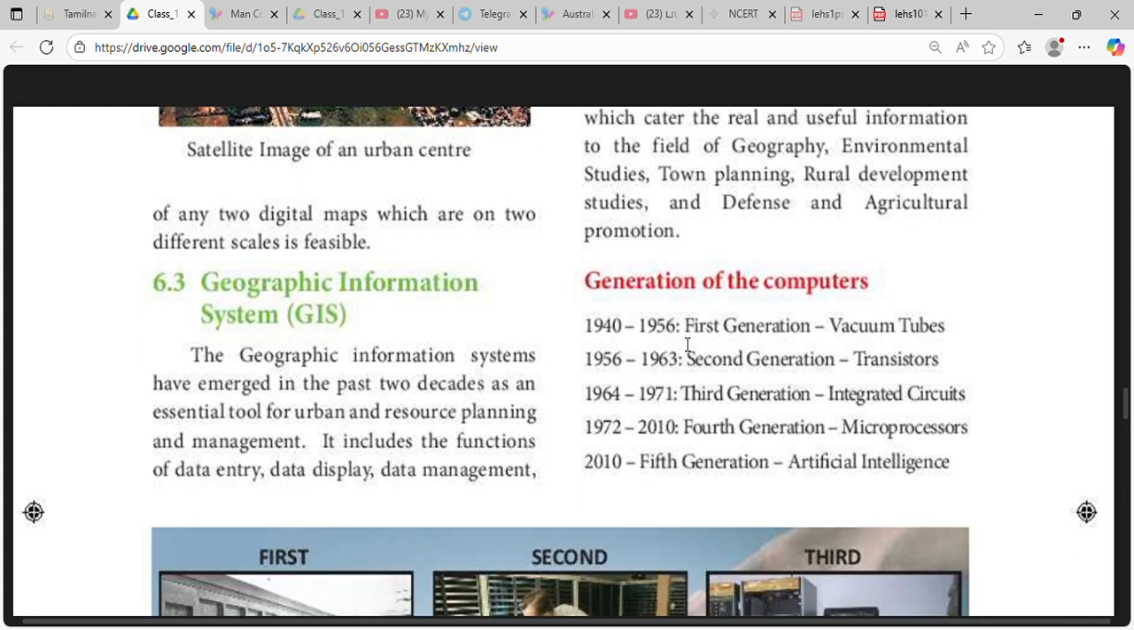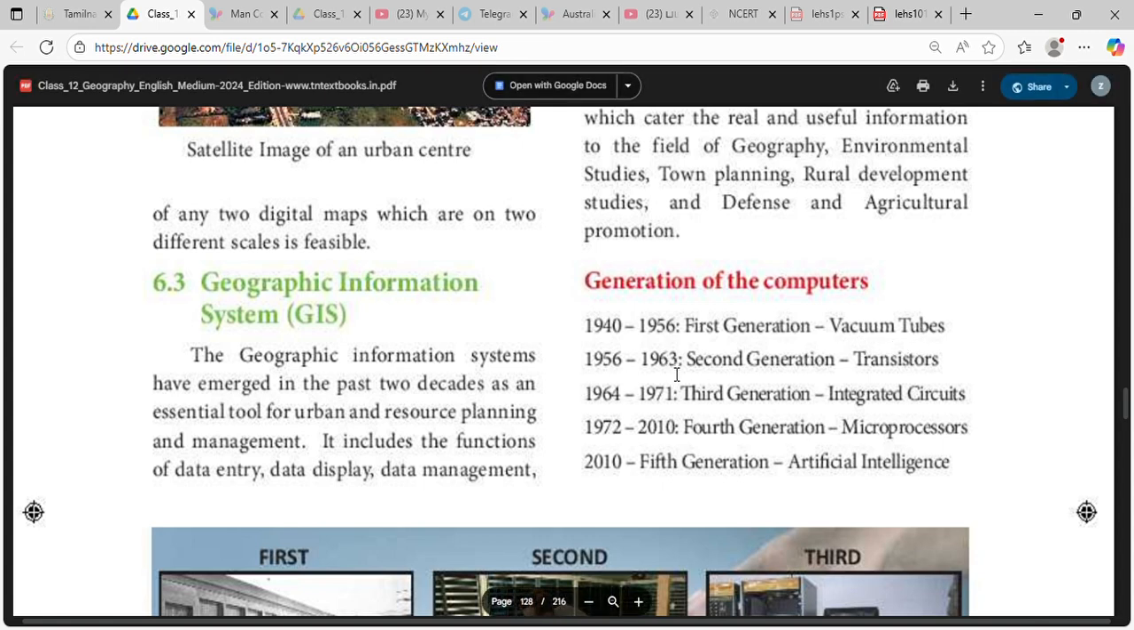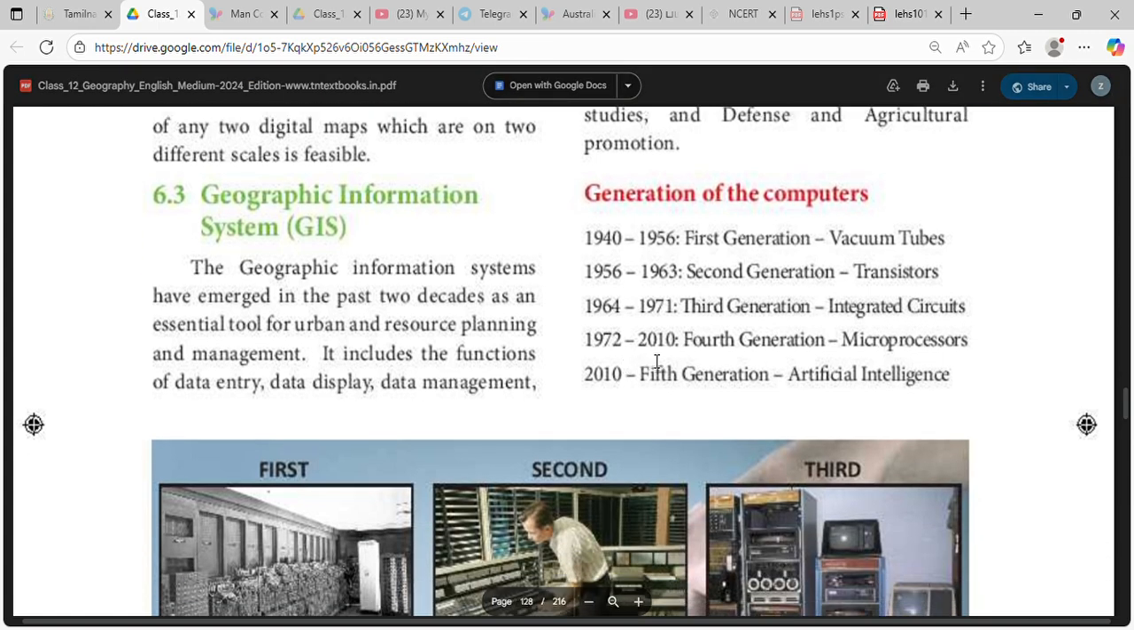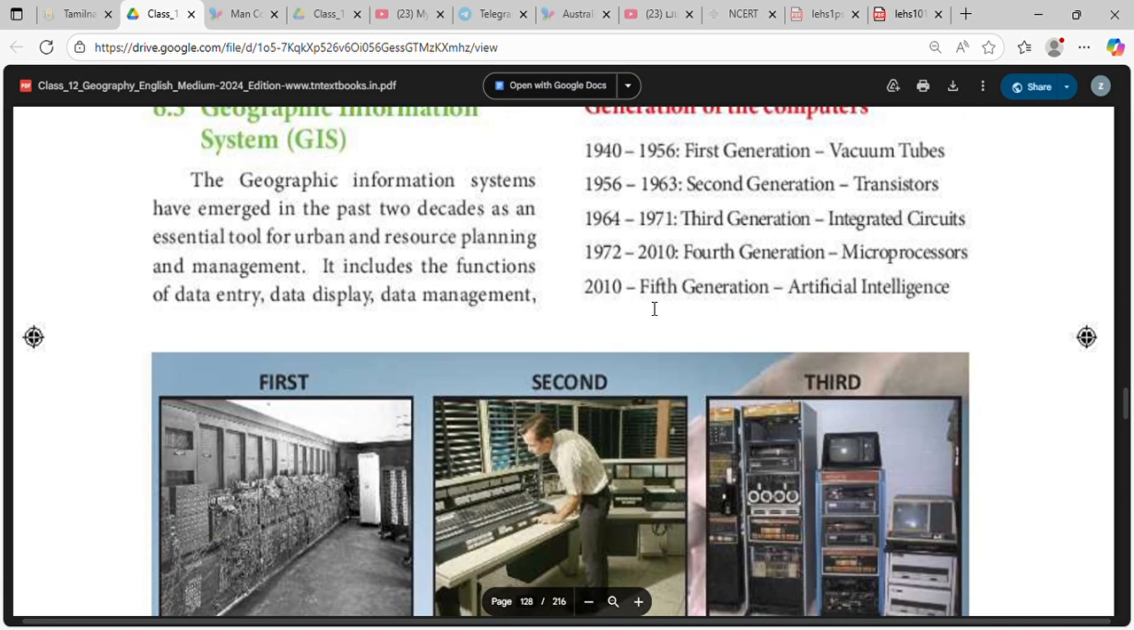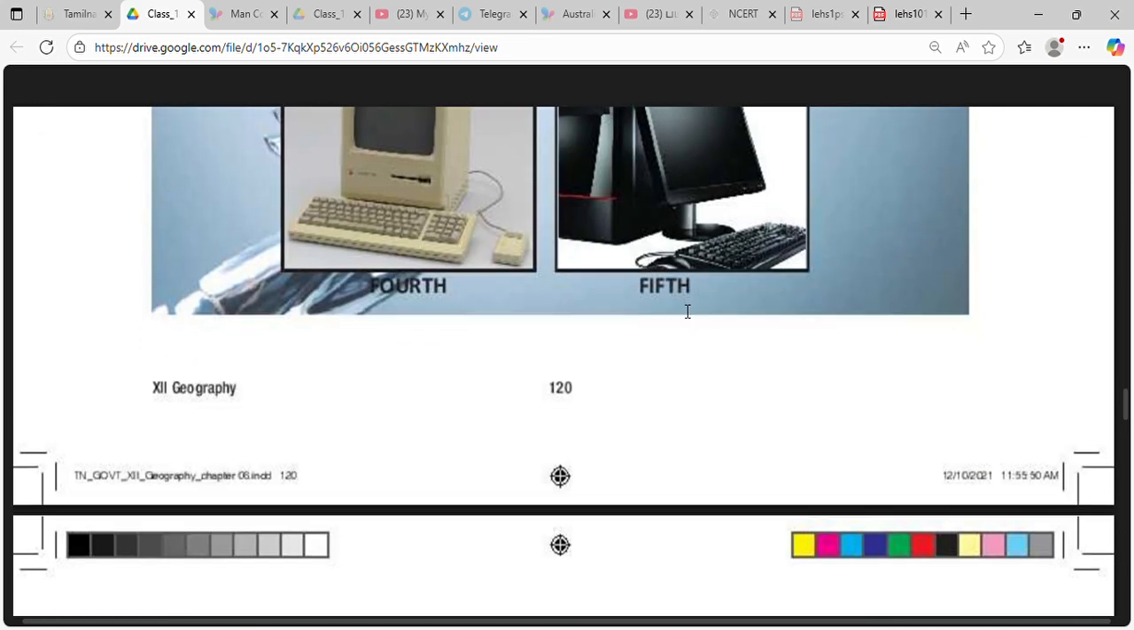1940 to 1956, first generation of computers, vacuum tubes. 1956 to 1963, second generation of computers, transistors. 1964 to 1971, third generation of computers, integrated circuits. 1972 to 2010, fourth generation, microprocessors. 2010 onwards, fifth generation, artificial intelligence.